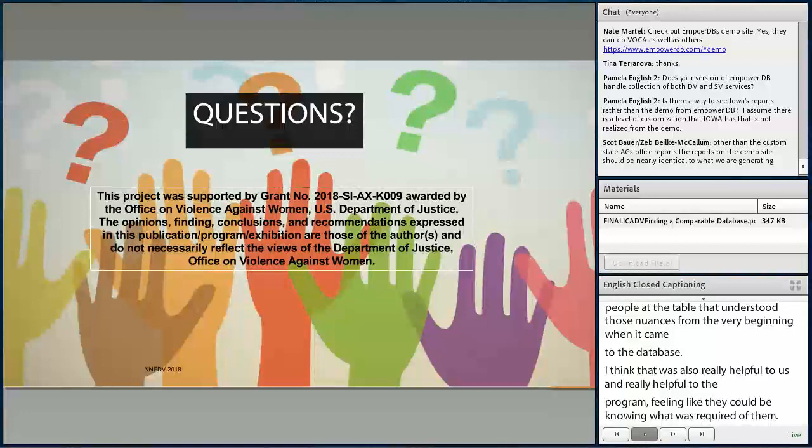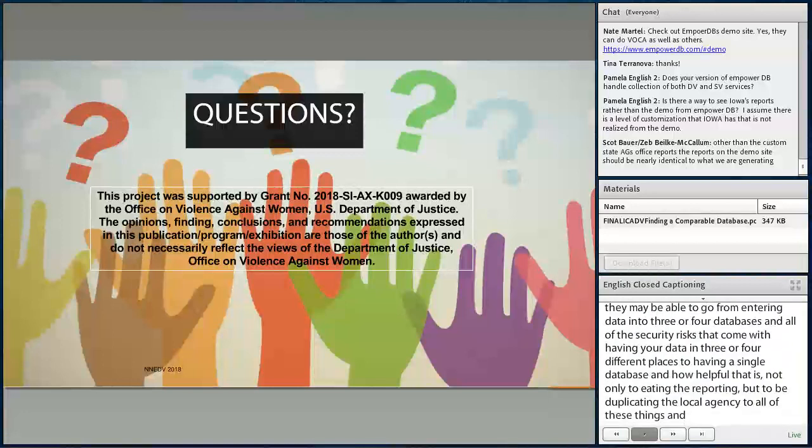And how helpful that is not only to getting good reporting, but to deduplicating at the local agency and all of these things. The information is more accurate when it's in that single place. And it frees up the advocates' time to go and do their actual job, which, again, was always on our radar, is to make this as seamless, if you will, as possible.